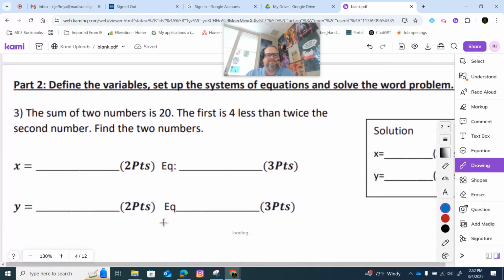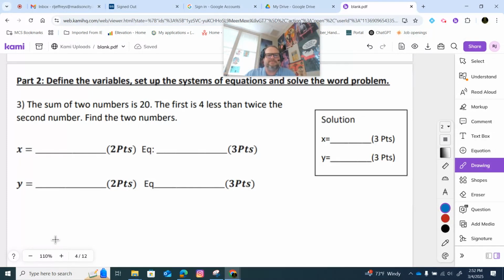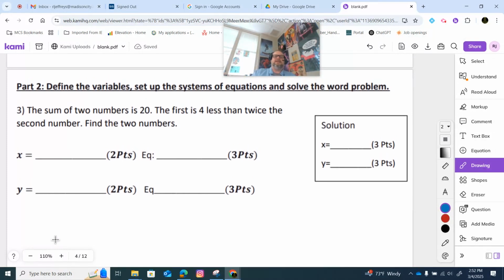Okay, now these we have to define them. So let's see. This is still 10, 16. So this is 32 for part 2. All right. So we have the first number. This is the second number.